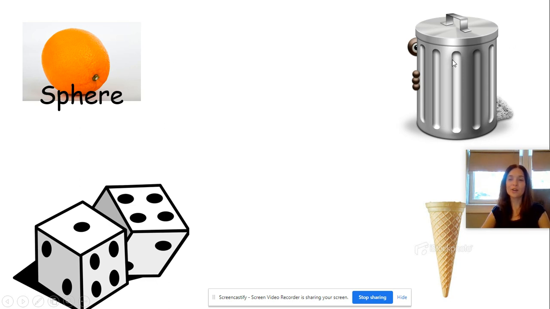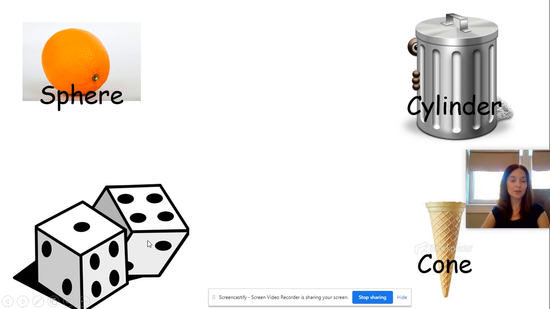Okay, our next picture is the garbage can. Okay, what you see on the garbage can, the flat surfaces, the curved surfaces. Think about it. What was your answer? It's a cylinder. It has a flat surface at the top, a flat surface at the bottom, and it's curved around. Here's the ice cream. What do you think? Kind of an easy one, right? Because it's in the name. The ice cream cone is a cone. It has a flat surface at the top, a point, and it's curved around. So that makes it a cone.